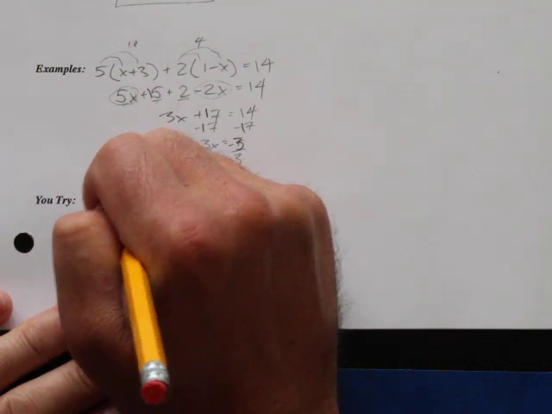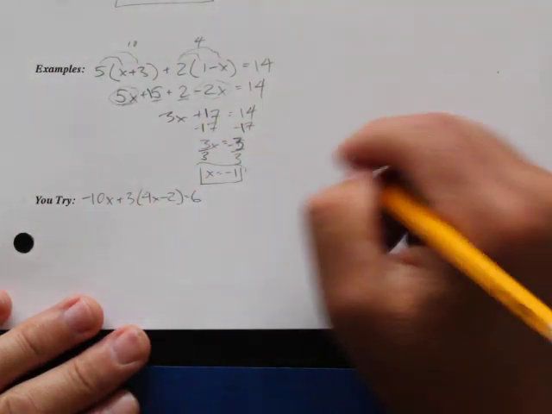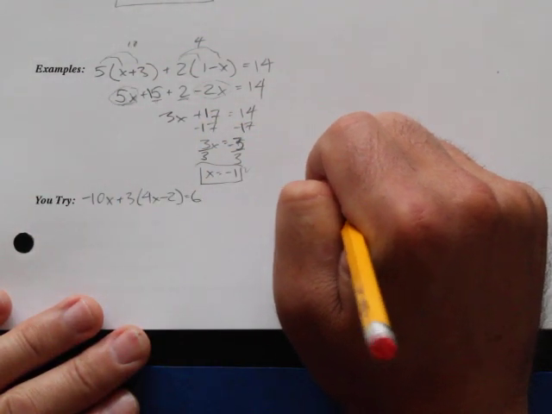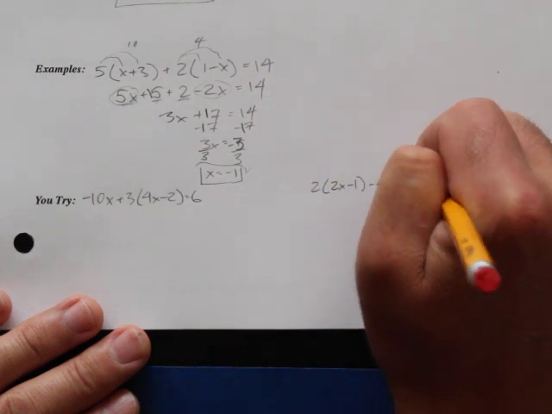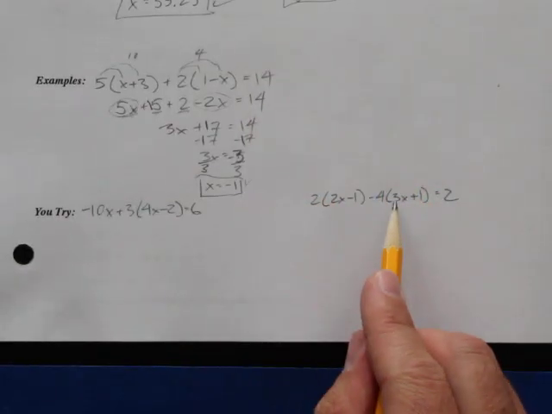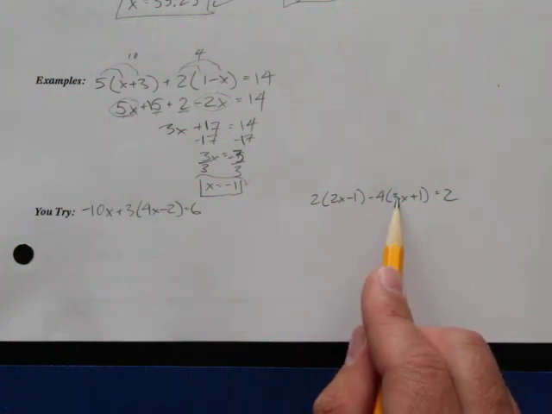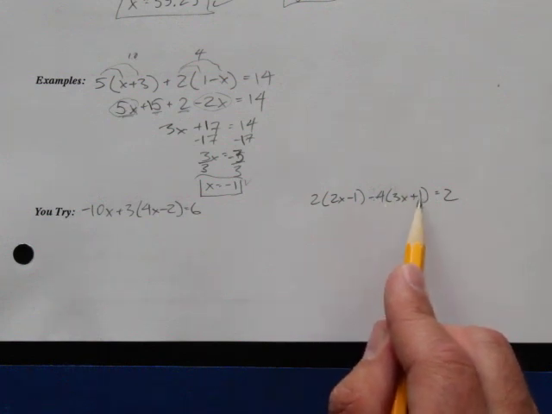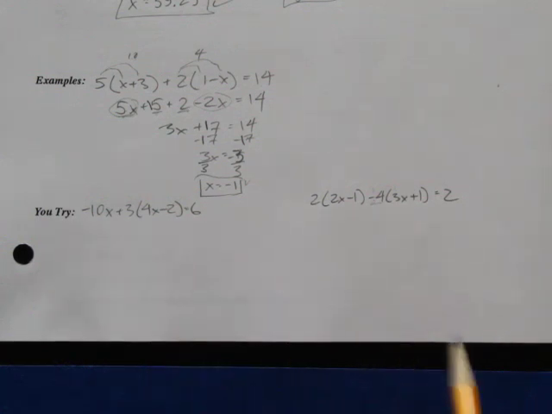Okay, I'm going to give you 2 to do on your own. Negative 10x plus 3 times 4x minus 2 equals 6. And 2 times 2x minus 1 minus 4 times 3x plus 1 equals 2. Now, I'm going to give you a little hint on the one on the right here. This negative 4, make sure that you're multiplying negative 4 by 3x and negative 4 by 1. That negative's got to go with the 4 when you distribute it. Okay, I'm done helping you with that. Go ahead and pause and get to work, and we'll get back in just a second. Go.